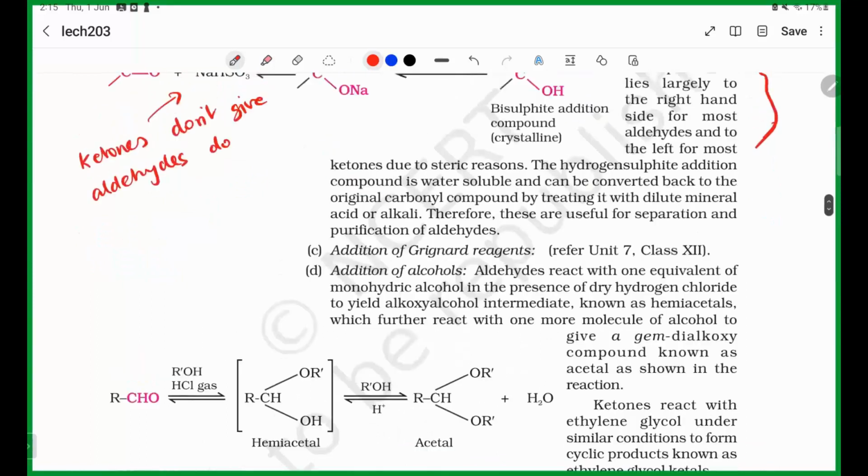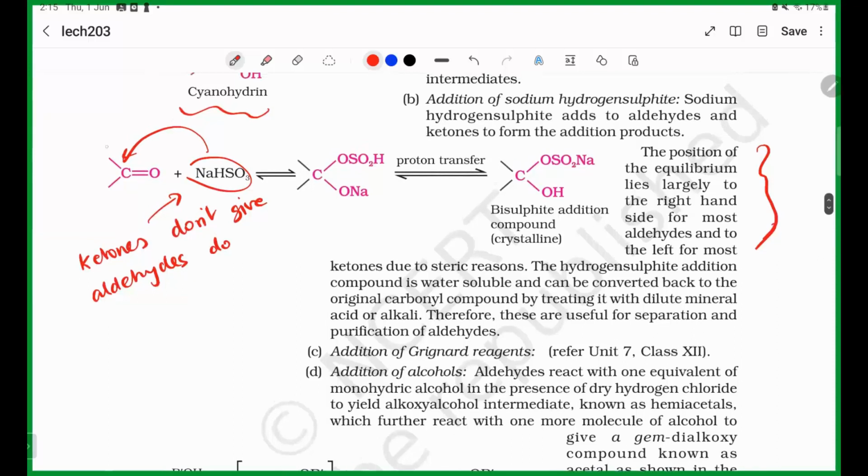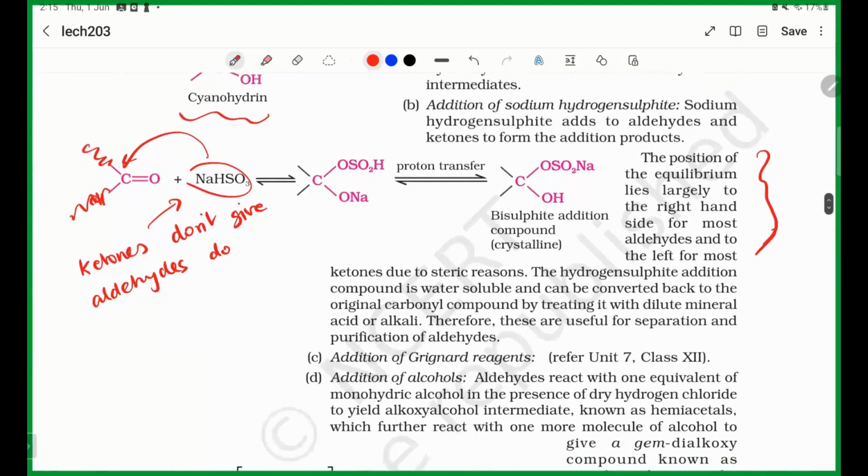So this is because of steric reasons, right? Bisulfate is a very large compound. And for this to be able to attack, at least one thing should be a free hydrogen. If it's clamped on both sides by some very bulky alkyl group, then it's difficult for the approach, the equilibrium lies in the middle, and the reaction does not proceed.